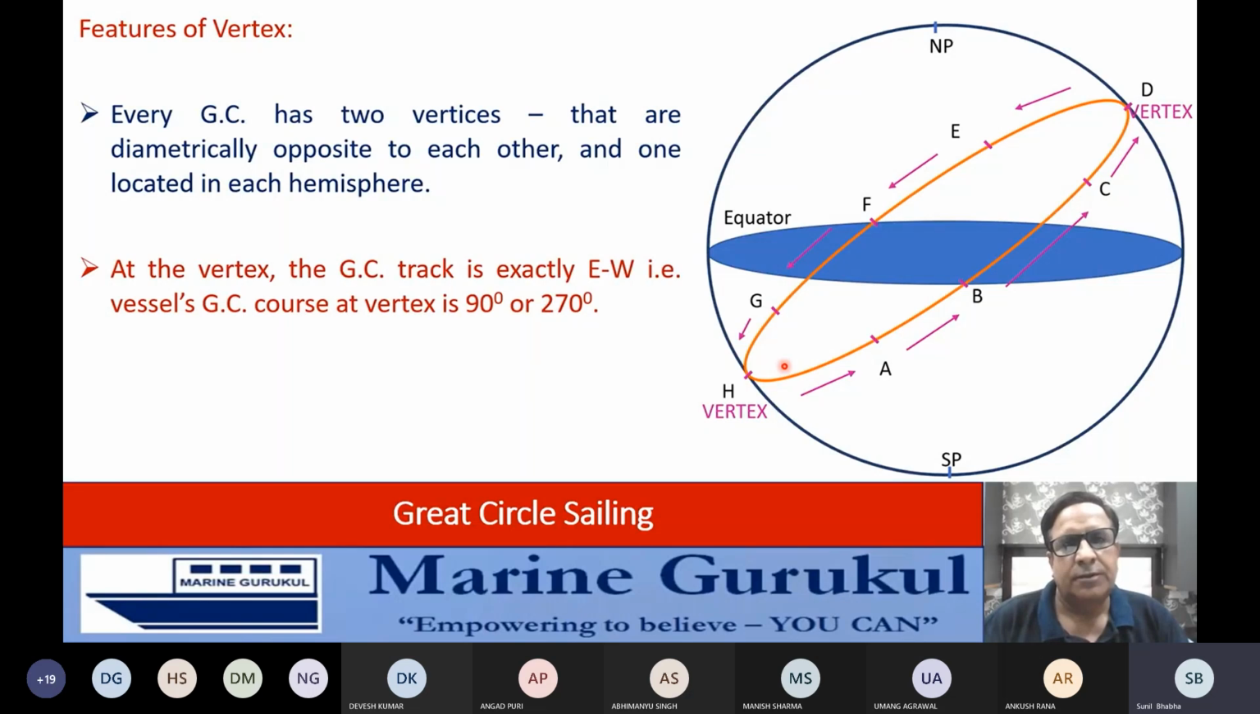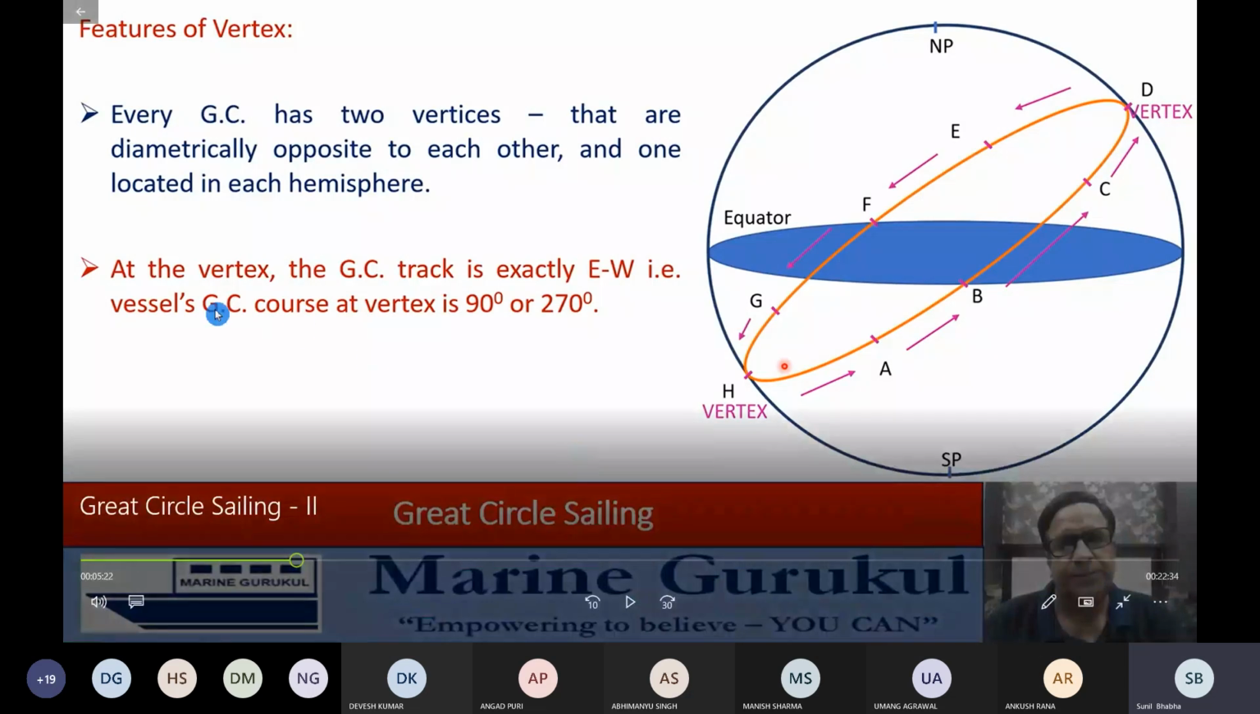At the vertex, the great circle track is exactly east-west, and the other way of saying the same thing is that the great circle course of the ship at the vertices is east or west. That means it does not have any northerly or southerly component. Beta, had you noted this property? At the vertex, the GC track is exactly east-west. That is, the vessel's great circle course at vertex is 090 or 270. If not, please write this also down. Only this particular point.